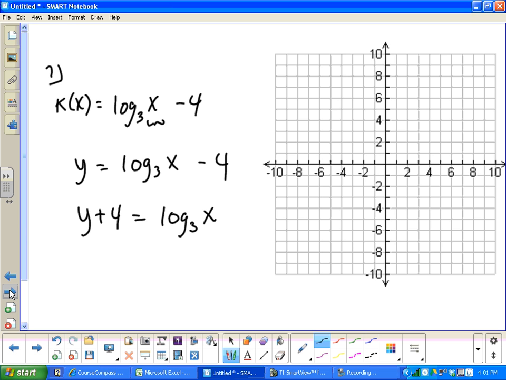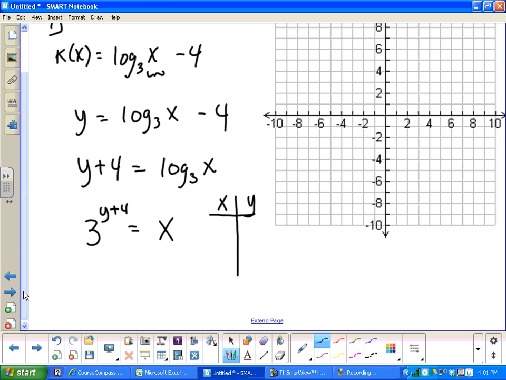Okay, now I'm going to go to exponential form. So it's going to say 3 to the y plus 4 power equals x. Okay, so now let's pick our values of y that make the exponent 0 and 1. What would make our exponent here 0 is if y was negative 4. So we would just get 3 to the 0 power, which would just be 1. Now what would make our exponent 1 would be a negative 3. So negative 3 plus 4 would be 1, and 3 to the first power would just be 3.